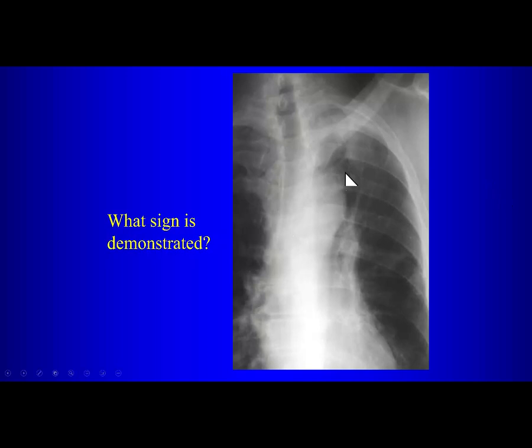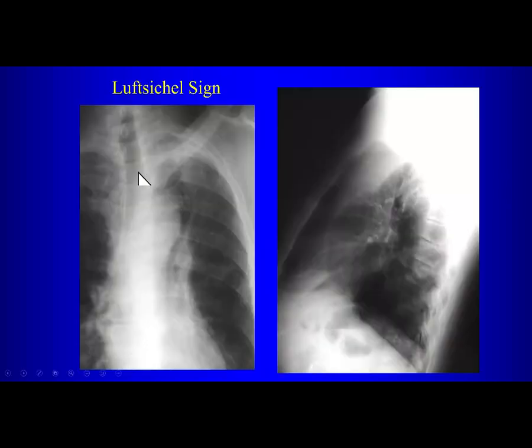So there's this lucency alongside the aortic knob. This sign is associated with left upper lobe collapse, and you're telling us that it's caused by hyperinflation of the left lower lobe. What part? Compensatory. Oh, it's the apical segment. Well, there's no apical segment. It's the superior segment of the left lower lobe, right? So that's from compensatory hyperinflation of the superior segment of the left lower lobe. So that's the Luftsichel sign.